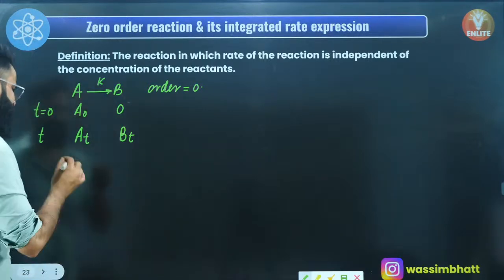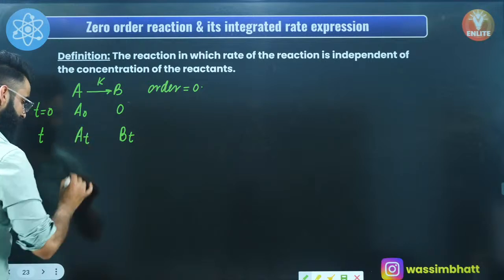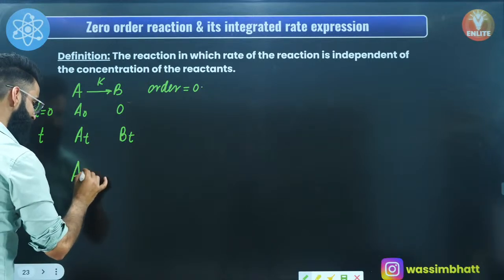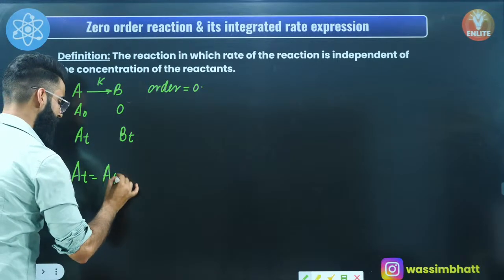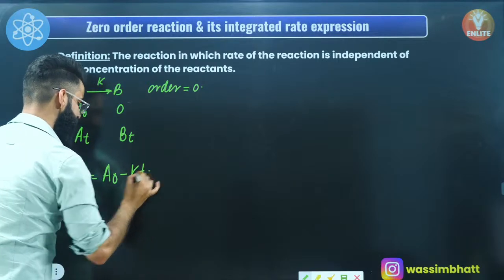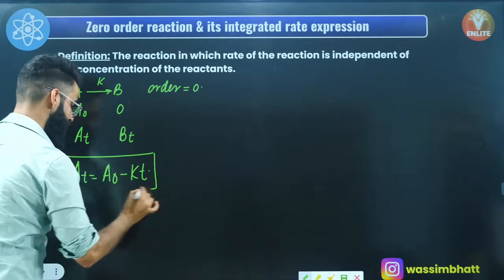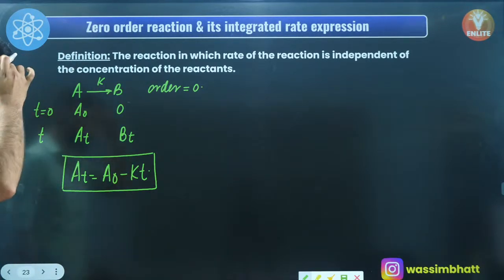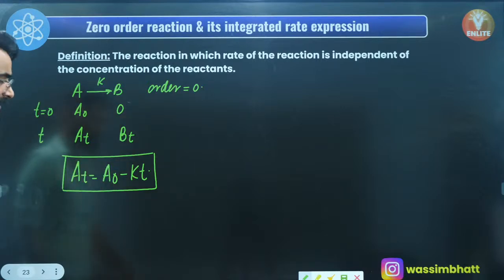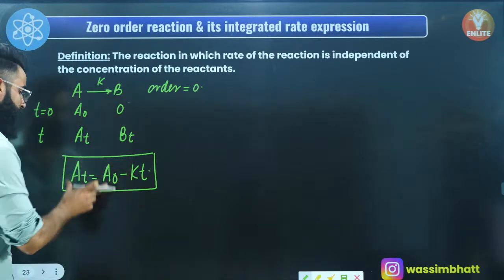Now, as per the integrated rate equation for the zero order reaction is concerned, it is something like this. A_t is equal to A_0 minus kt. You call this equation the integrated rate equation for the zero order kinetics, for the zero order reactions. As simple as that. A_t is equal to A_0 minus kt, right? Perfect.